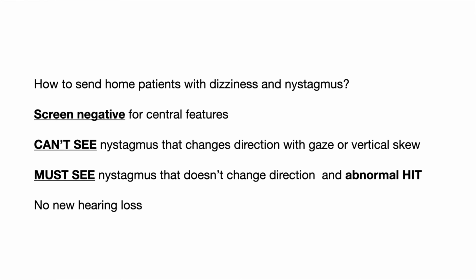If you don't see an abnormal catch-up saccade when their head is turned rapidly in the opposite direction of the nystagmus, then you can't send them home as vestibular neuritis. This is a very important point, so I'm going to repeat that in the positive form. You must see an abnormal head impulse test if you're going to send somebody home with a diagnosis of vestibular neuritis. And just as discussed, they also shouldn't have a new hearing loss.